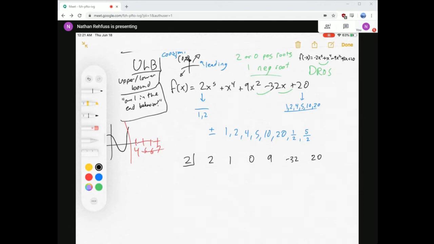Like I said, this entire video is one problem, so it's going to be a beast. We'll see how long this takes us. Let me stop jib-jabbing and get to it. 2 comes down. 2 times 2 is 4. Add for 5. Multiply for 10. Add for 10. Multiply for 20.